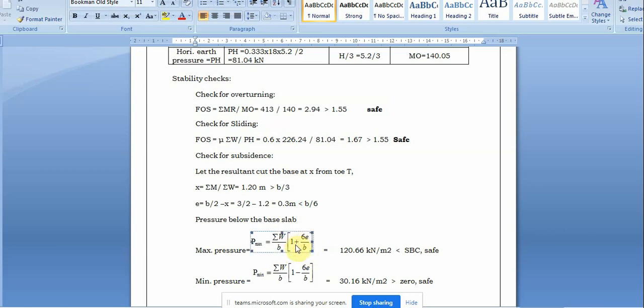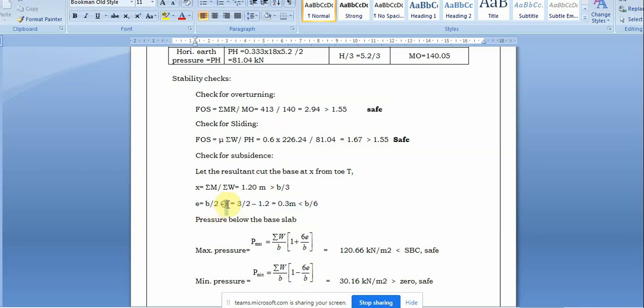If it is plus, it will be maximum pressure. If it is negative, it will be minimum pressure. So you know the value of B. B is 3 meters, as given. Summation of W is 226. What about E? You need to find the E value here. E is nothing but B by 2 minus X.